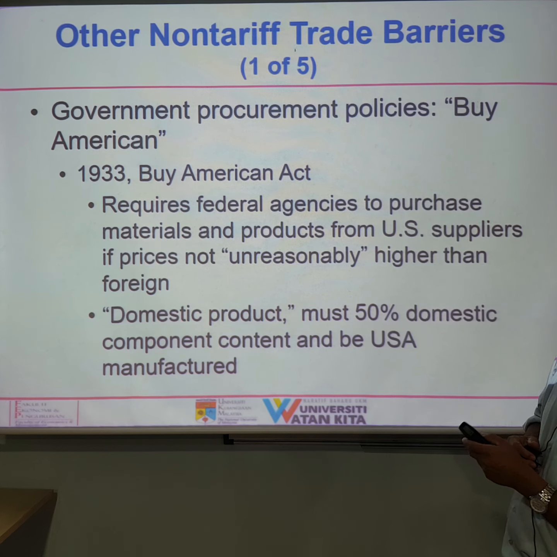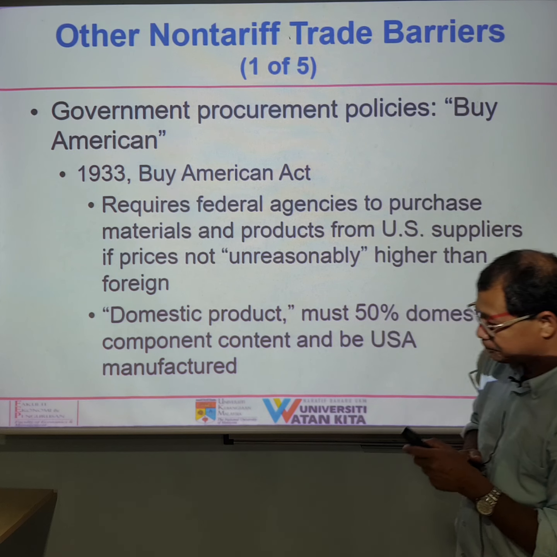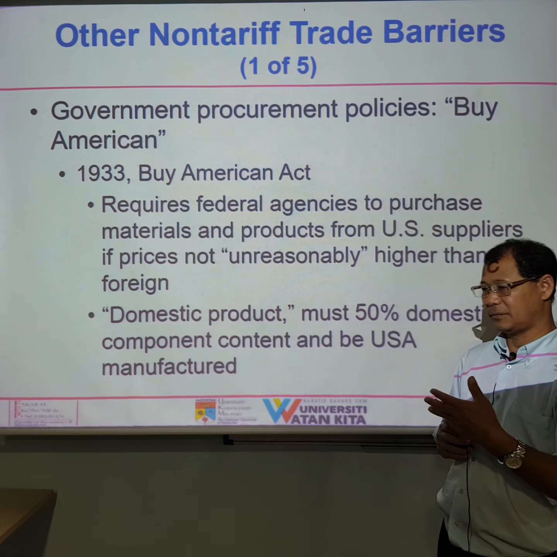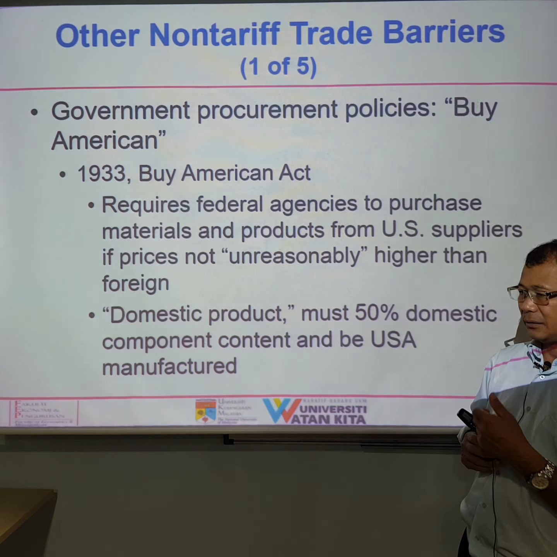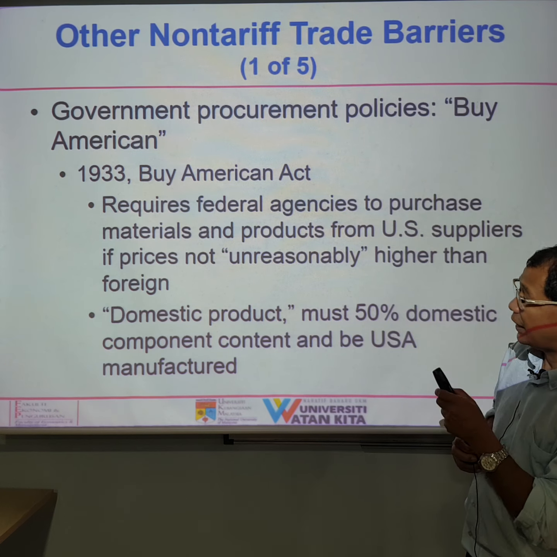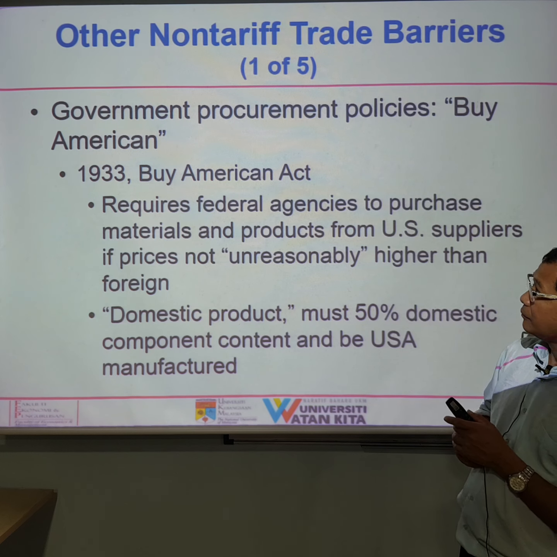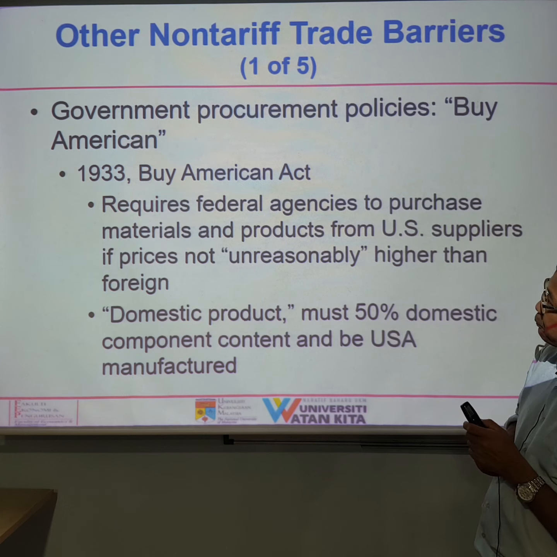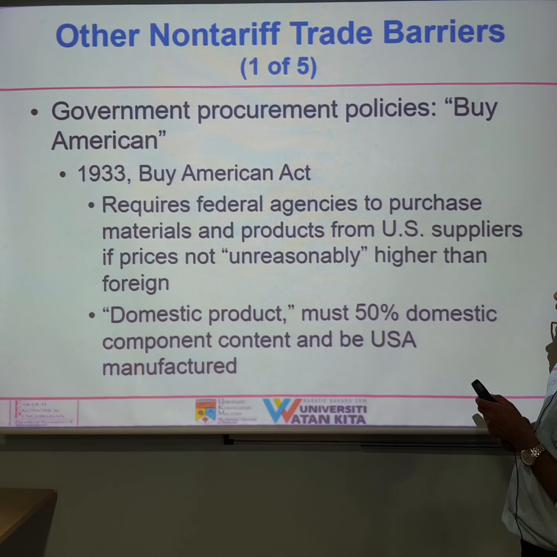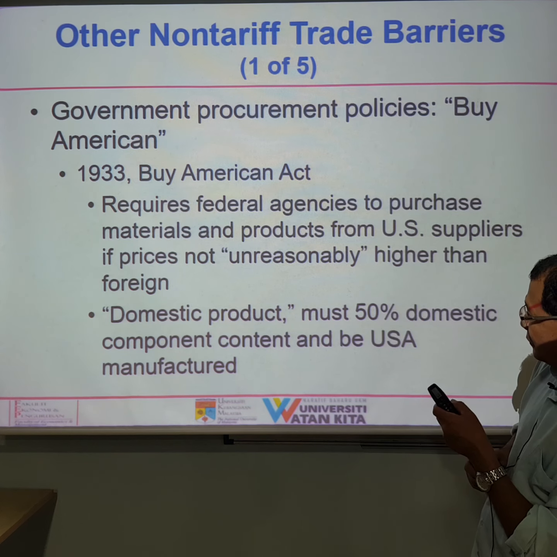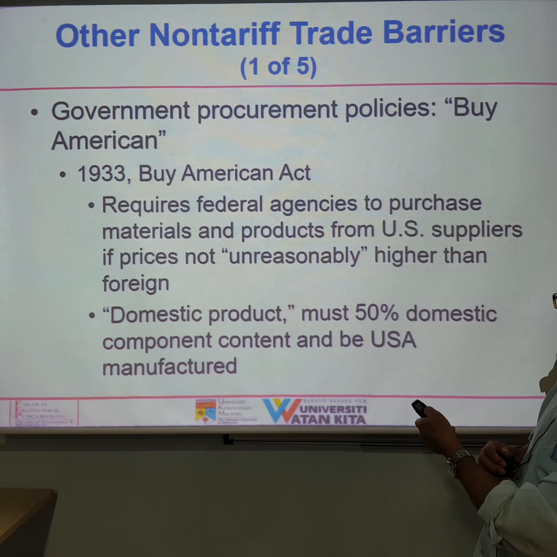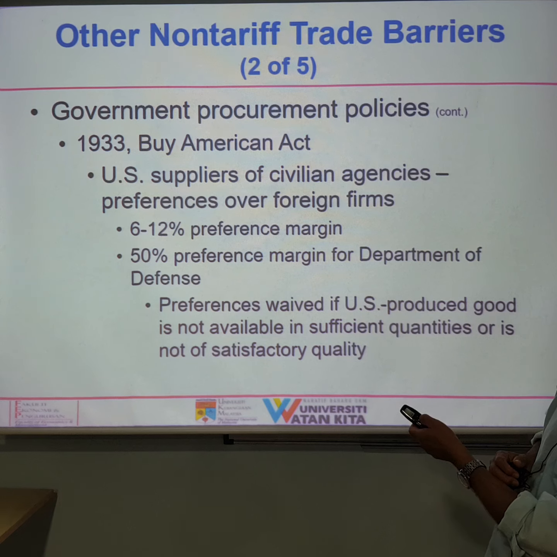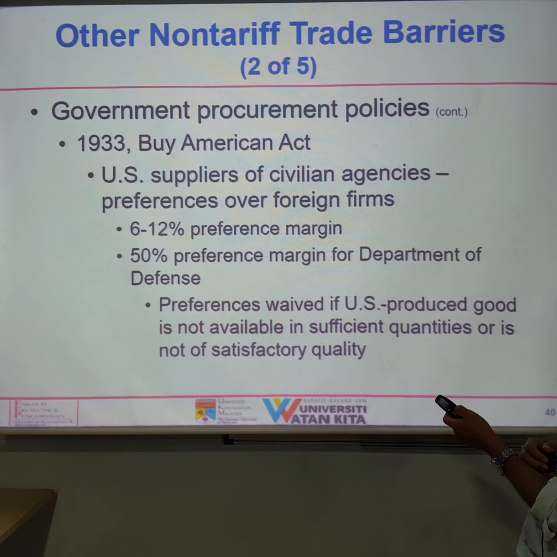Government procurement and other non-tariff barriers. There are so many barriers, subsidies and so on, quotas being the main one. Others are government procurement policy. An example here is Buy American First. So I'm going to skip this.